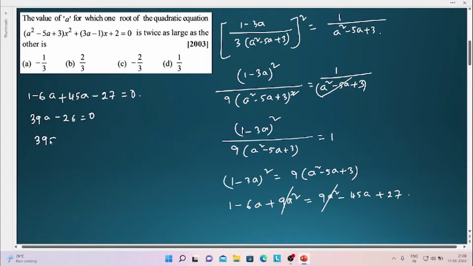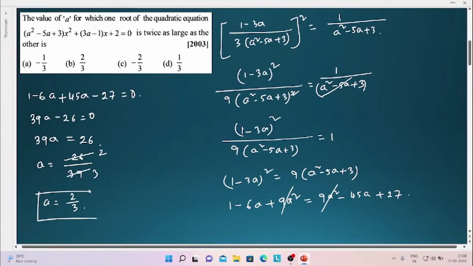So what will be the value of 39a? It will be 26, right? So what will be the value of a? It will be 26 upon 39. So we can cancel this by 13, so it will be 2 and 3. So here you can see the value of a will be 2 upon 3, right? So you can understand what I am trying to say.